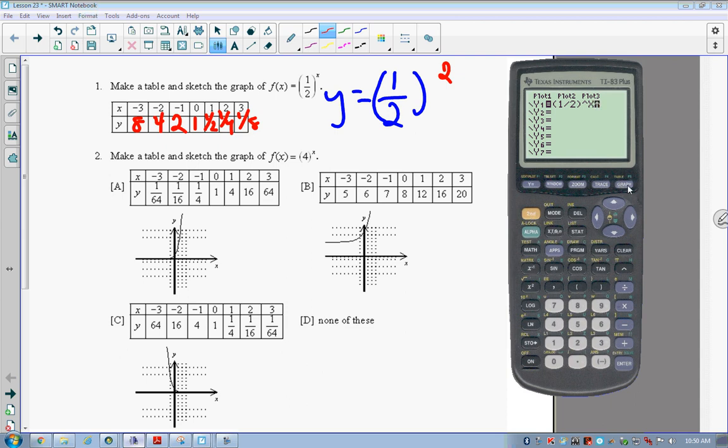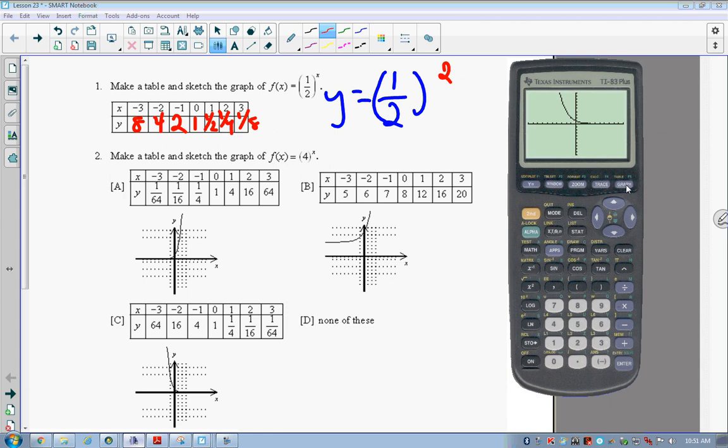So I'm going to hit second graph and get myself a table of values and go up to -3. 8, 4, 2, 1, 1/2, 1/4, 1/8. Does that make sense? Okay, let's check our graph out, see what that's going to look like. And it matches what it should, which is an exponential decrease function, correct? Any problems with any of this so far?